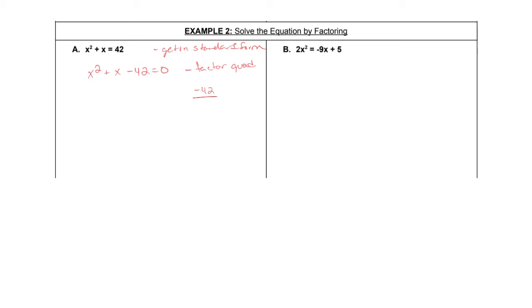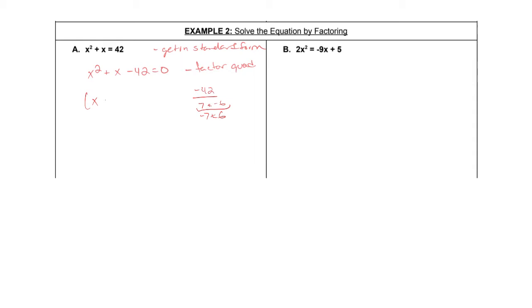So we're looking for factors of negative 42 that add to positive 1. So we're looking for numbers that are close to each other. The factors of 42 that are close to each other would be like 7 and 6. So 7 times negative 6 or negative 7 times 6 we're going to look for. Which one would add to positive 1? That would be positive 7 and negative 6. Okay, so those are going to be my factors.